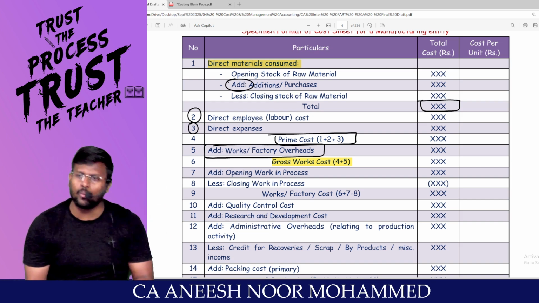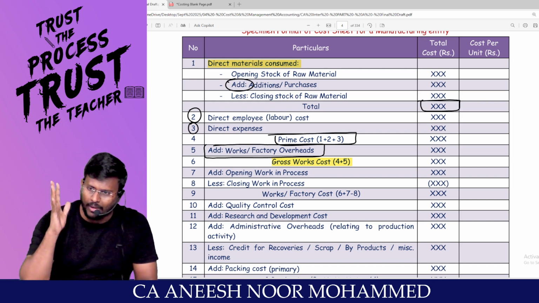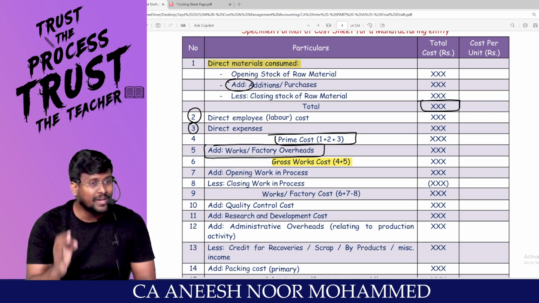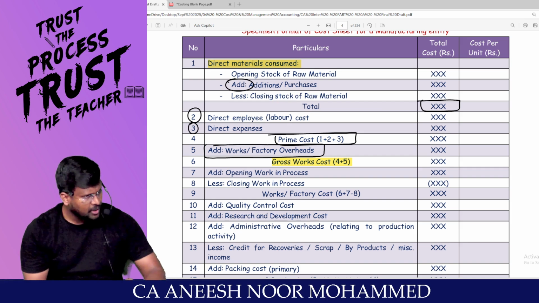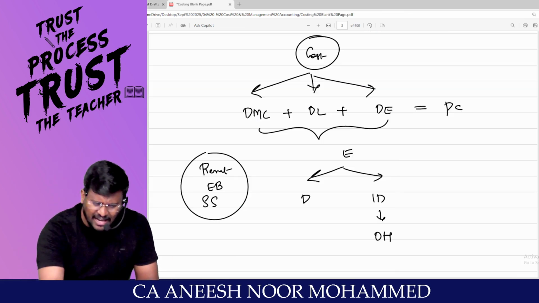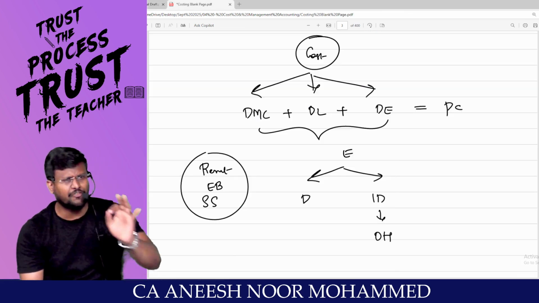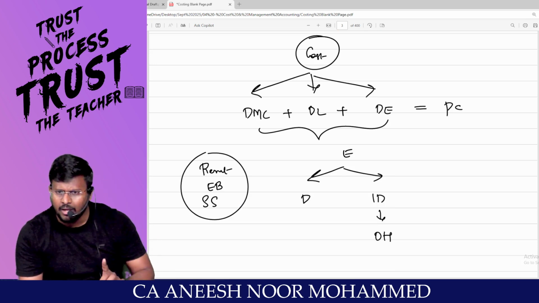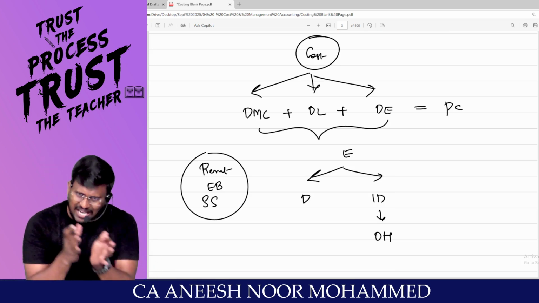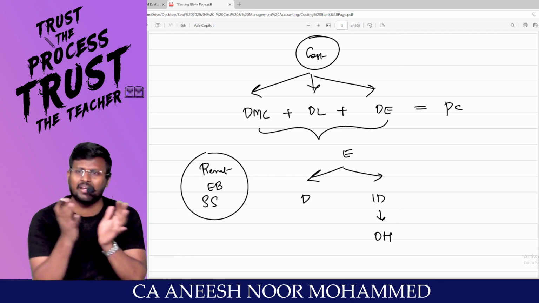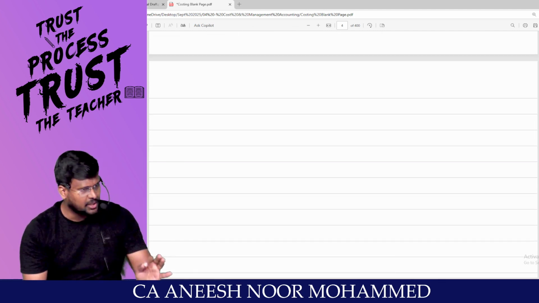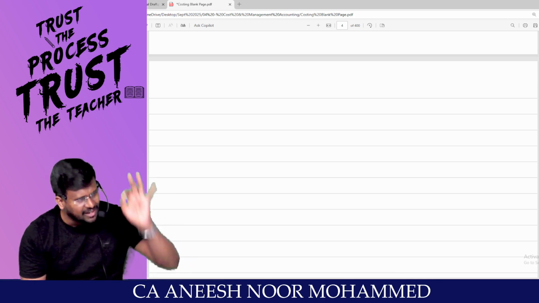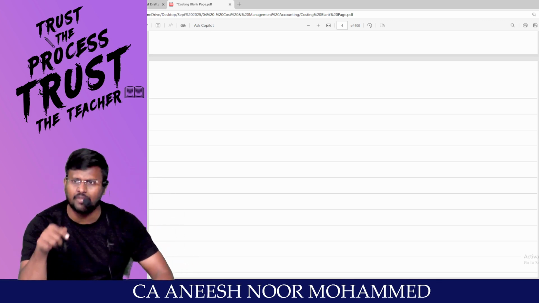Add factory overhead. You will get the gross factory cost. Sir, are you thinking that the entire work in the factory will be completed in one day? No, sir. Certain work will start and certain work will be pending. Which work will we complete first? Whatever work is pending at the start will be completed first.